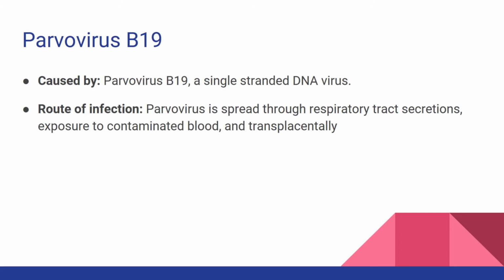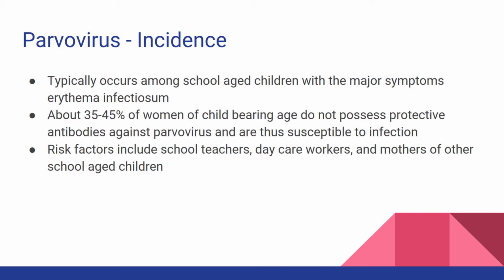Now we're going to talk a little bit about Parvovirus B19. So again, caused by Parvovirus B19, a single-stranded DNA virus. Route of infection: parvovirus is spread through respiratory tract secretions, exposure to contaminated blood, as well as transplacentally. Incidence: it typically occurs among school-age children, and the major symptom is erythema infectiosum. About 35% of women of childbearing age do not possess protective antibodies against parvovirus, and thus are susceptible to infection. Risk factors for parvovirus include school teachers, daycare workers, and mothers of other school-age children.